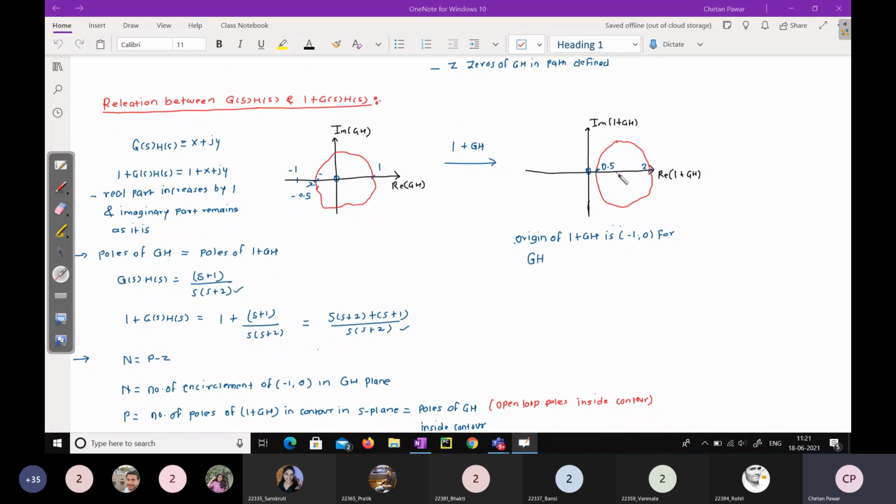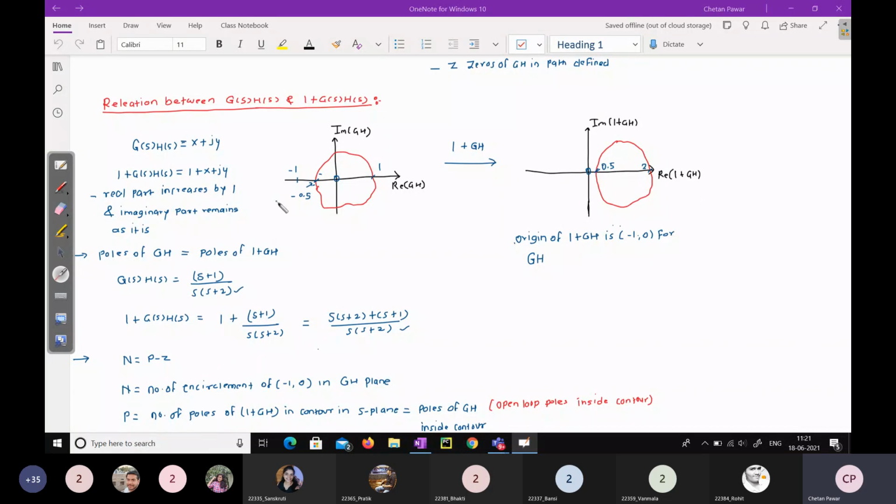Now we will see the relation between the origin of the GH plane and the origin of the 1 plus GH plane. Here the origin of the 1 plus GH plane is this. In the GH plane, that point is related to the minus 1 comma 0 point, because when we shift by 1 unit, this will become the origin of the 1 plus GH plane. So that is the relation between the origin of 1 plus GH and the GH: the origin of 1 plus GH is the minus 1, 0 point of the GH plane.